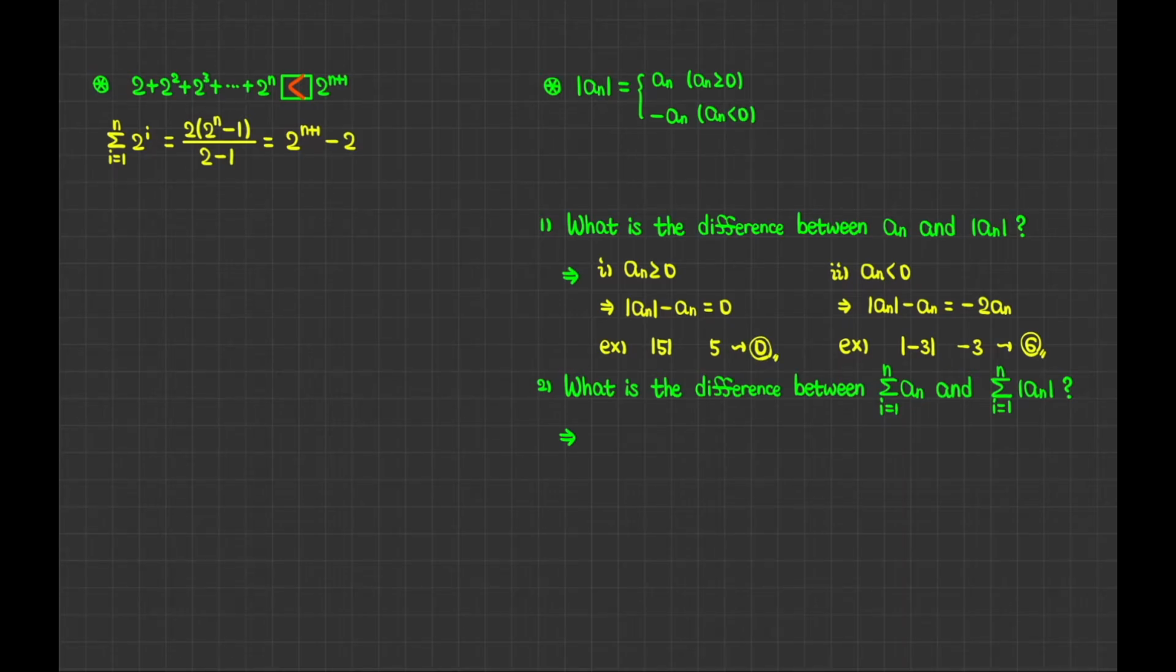So there's a second question. What is the difference between the sum of the an and the sum of the absolute value of an? We can refer to these concepts, okay? For the positives or equal to 0, there's no difference. If you sum the positives, there should be no difference as well, right? But for the second case, there is a difference of twice the absolute value, which means if you sum all of the negative numbers, this sum will have a difference of twice the original absolute value sums, right?